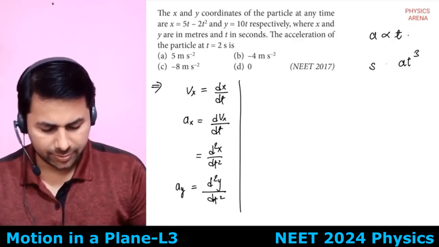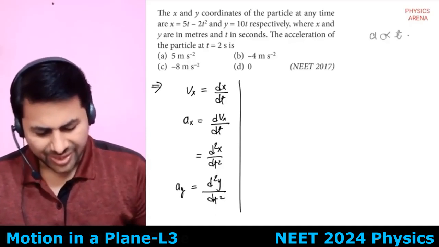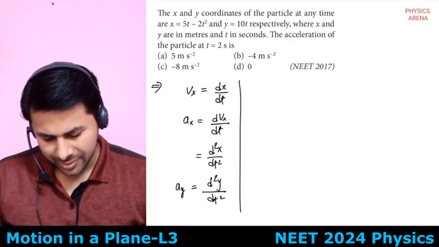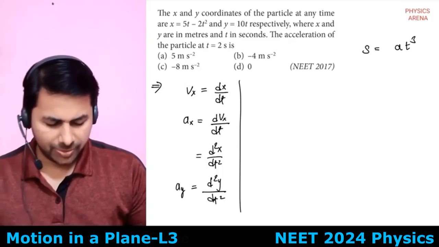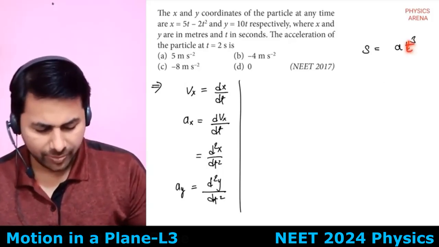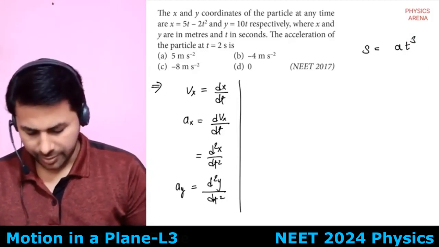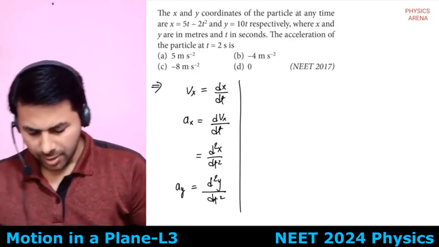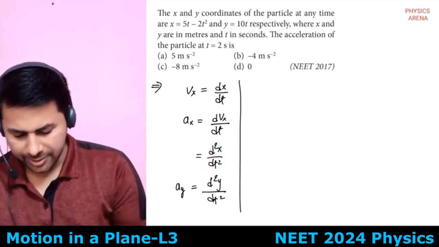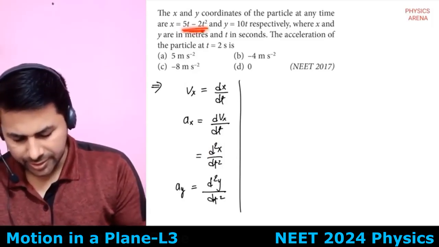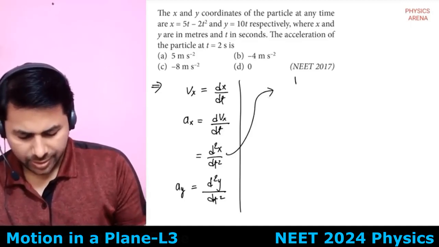So s is equal to a times t cube. If you differentiate it twice, you will have a term which is proportional to t, right? So here you have ax equals d2x by dt square. If you double differentiate this, what do you get?